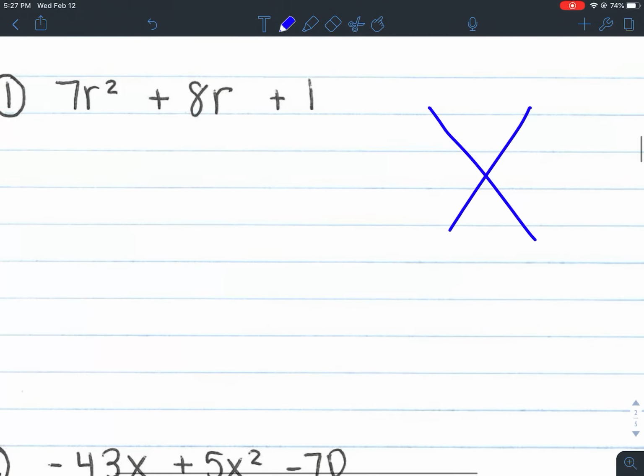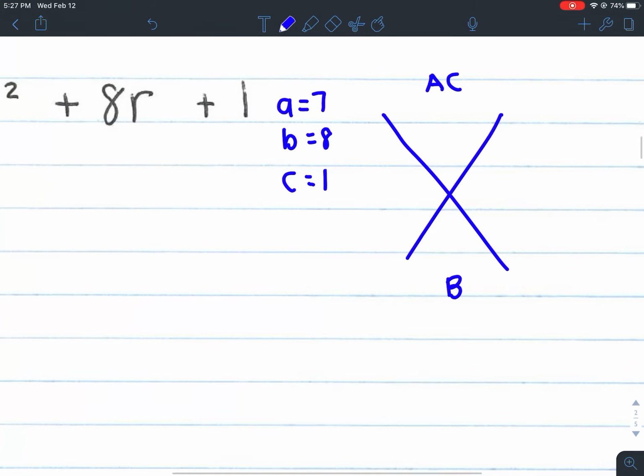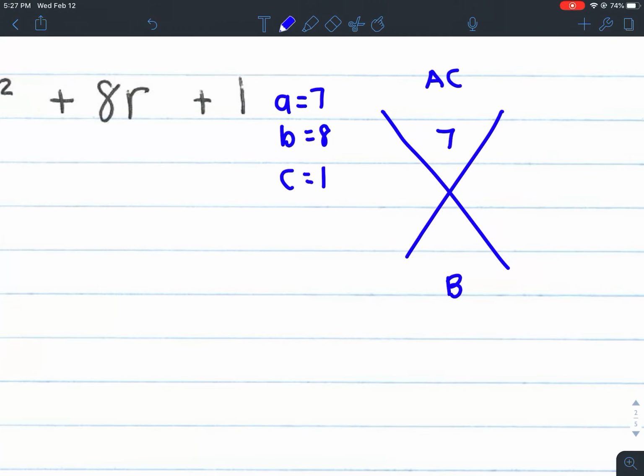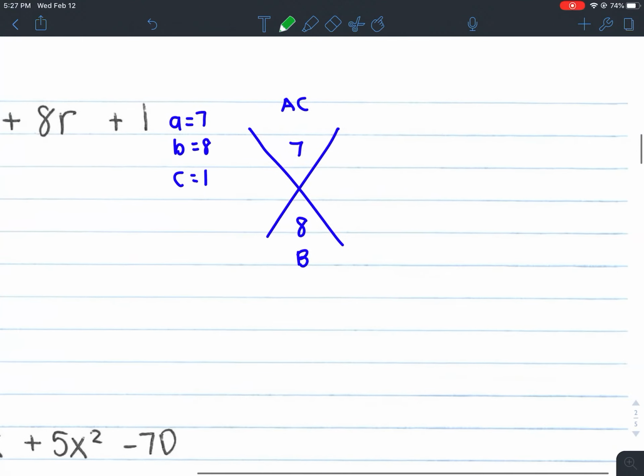Okay, so we're going to do the AC method, and we're going to put b on the bottom. We're going to identify A, B, and C first. A is 7, B is 8, and C is 1. A times C here would be 7 times 1, which is 7, and B is going to be 8. So we're doing exactly the same thing. It's just A is not 1 anymore.